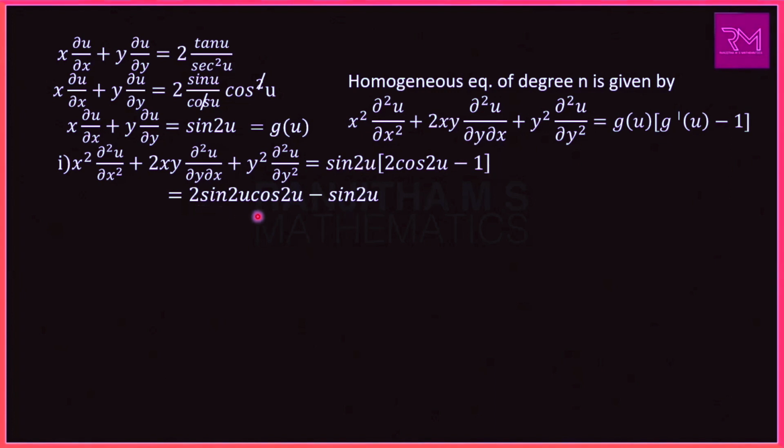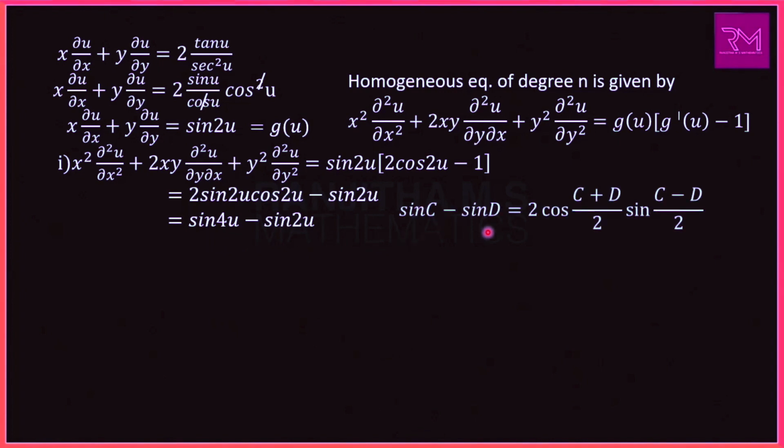We know that 2 sin 2u cos 2u is of the form sin 2x, that is sin 2x is 2 sin x cos x. Here in the place of x we have 2u, hence we get sin 4u − sin 2u as it is. Here sin 4u − sin 2u is of the form sin c − sin d. We know that sin c − sin d can be written as 2 cos((c+d)/2) sin((c−d)/2). Here c is 4u and d is 2u.